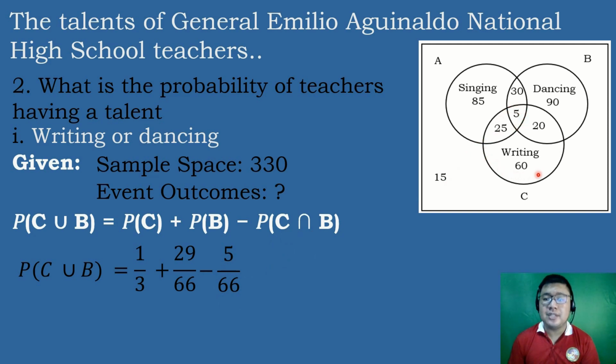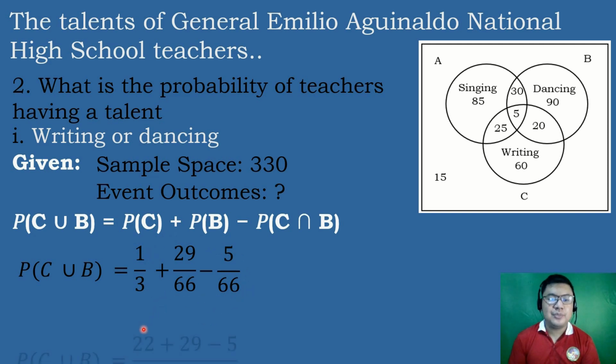So we have circle C and circle B. So we will be adding these two numbers, the intersection of event C and event B, which is 5 plus 20. So this will be the event outcomes, 25. 5 plus 20 is 25 over 330. And we will get the lowest term, which is equal to 5 over 66. Again, this was already computed on our earlier examples.